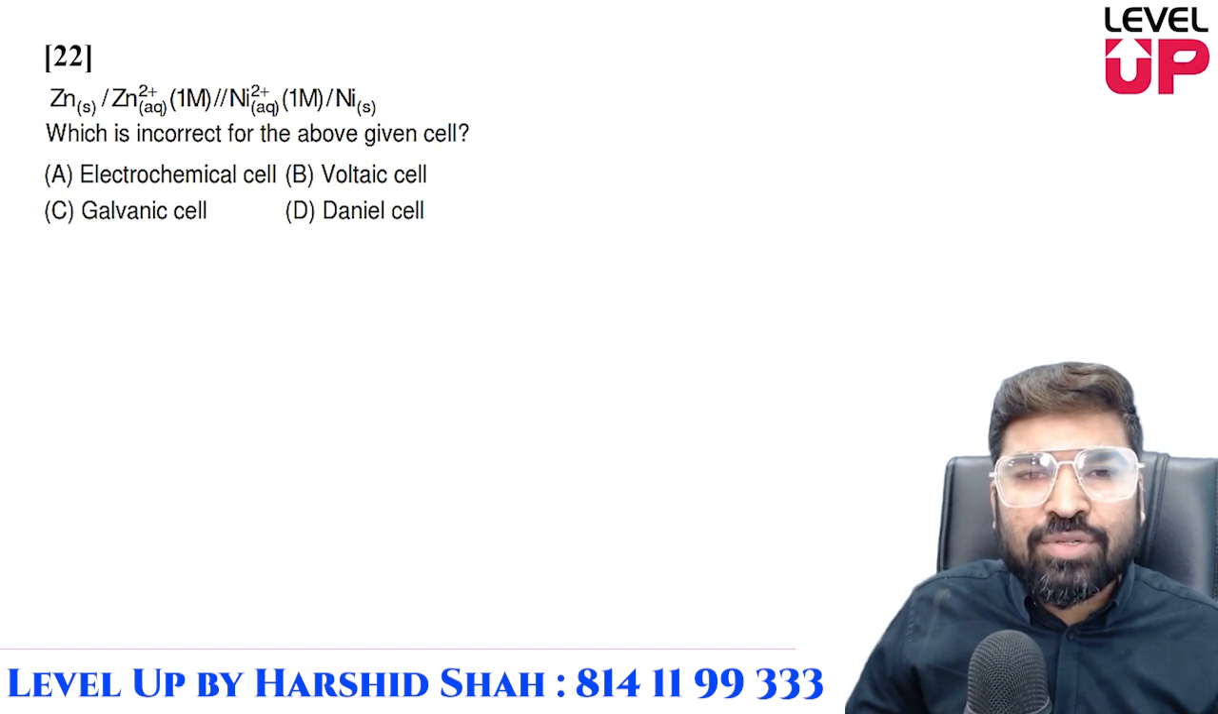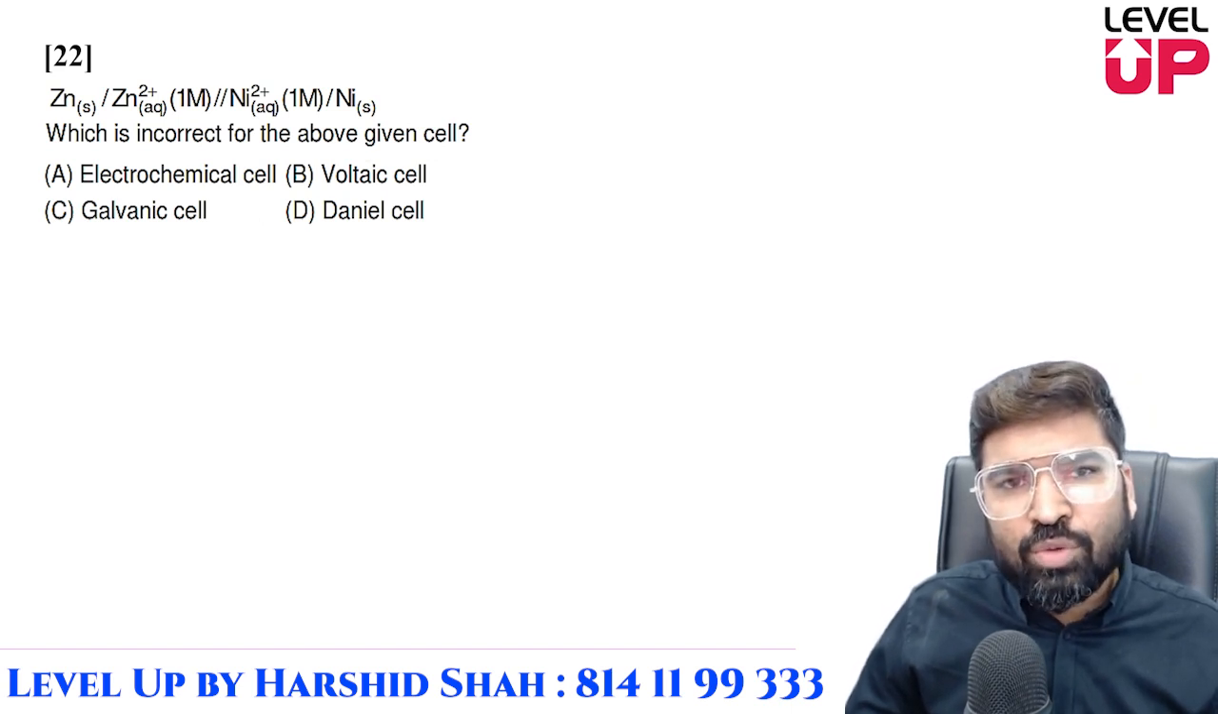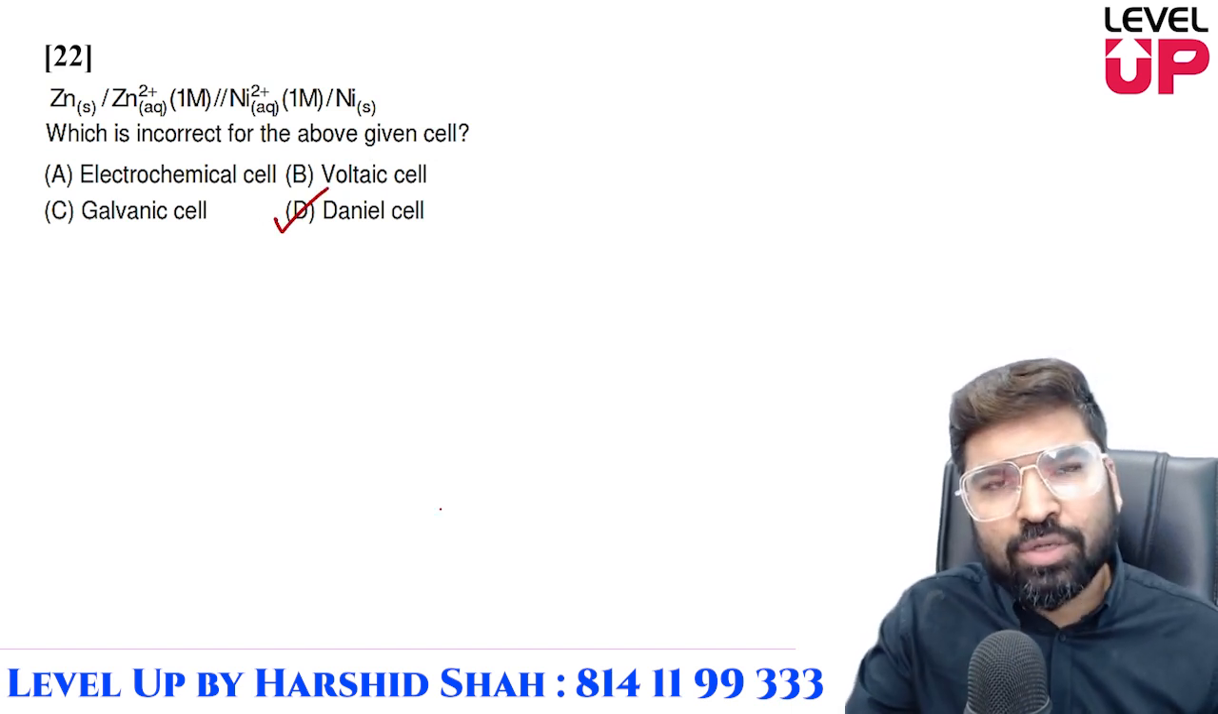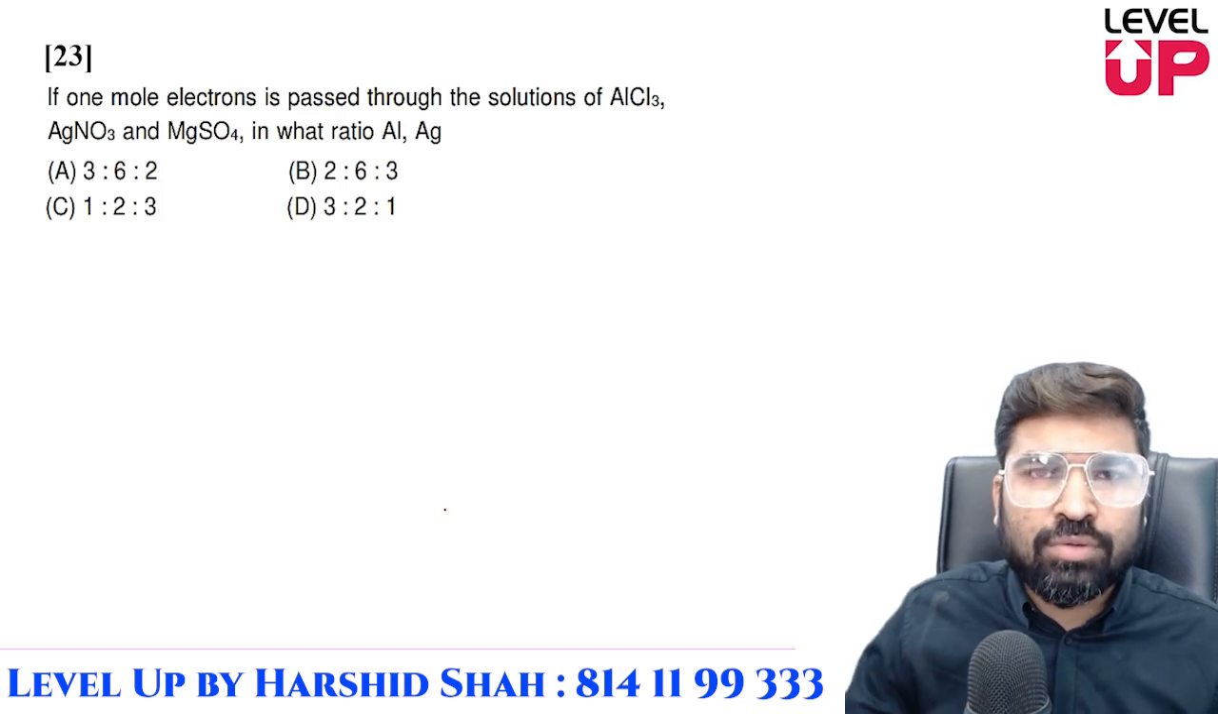Zn, Zn2+, Ni2+, Ni, which is incorrect for the given cell? Is it an electrochemical cell? Yes, it is. Is it a voltaic cell? Yes, it is, if you use the voltmeter. Galvanic cell, yes, you can say that if you use galvanometer. But can you say the Daniell cell? The answer is no, because it has to have copper as cathode, right?